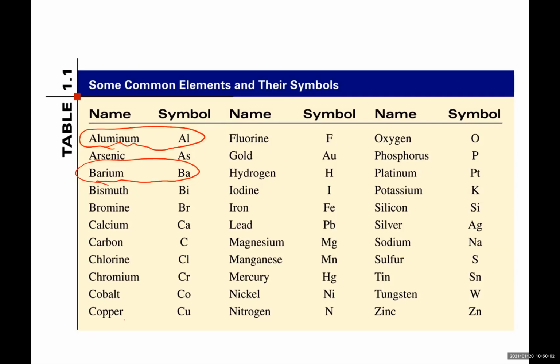But copper, the symbol is Cu. Tungsten, the symbol does not resemble the name of this element. Neither does tin. Tin is not Ti, it's Sn. Sodium is not So, it's Na. Why?